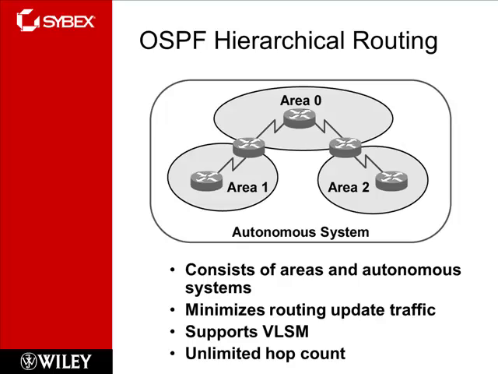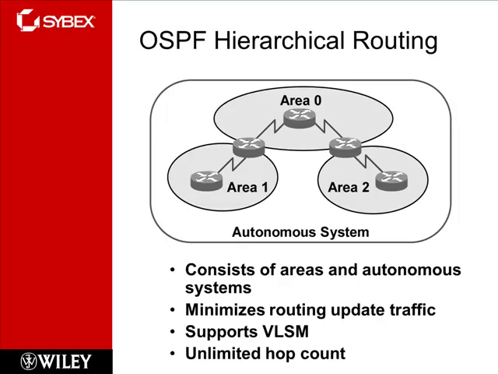It consists of areas and autonomous systems, minimizes routing update traffic, supports VLSM, and has unlimited hop count. Again, the CCNA only requires a single area configuration. The advantage of this protocol is if you have lots of different areas, individually managed systems, and you want to put the networks together.